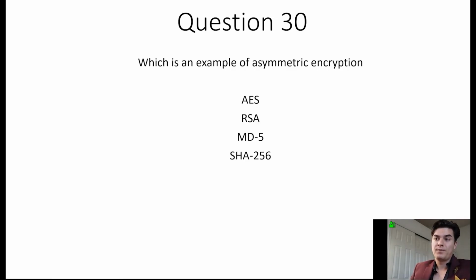Question 30. What is an example of asymmetric encryption? So if you remember earlier, those were the symmetric encryptions. So RSA is an asymmetric encryption, and MD, which stands for message digest, is a hashing algorithm, because it goes in there, eats the message, and then spits it out. And then SHA is also a hashing algorithm. And we know hashing is not encryption. So that really leaves us just with RSA.